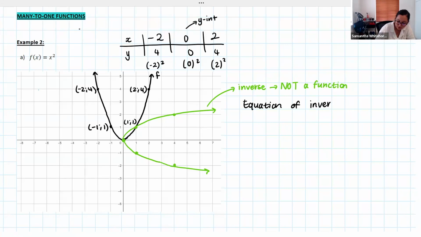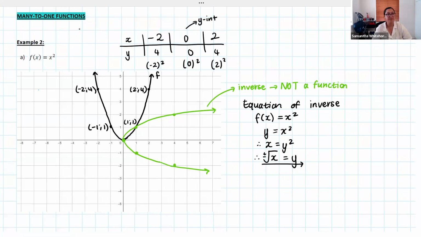Our original graph was f of x is equal to x squared. So y is equal to x squared. Step number 1, swap x and y. So we've got x is equal to y squared. Solve for y, that would require me to square root both sides. So plus or minus the square root of x equals y. And there's your inverse. We just used y. We can't use the f to the negative 1 because it's not a function. And that is the equation of our inverse.